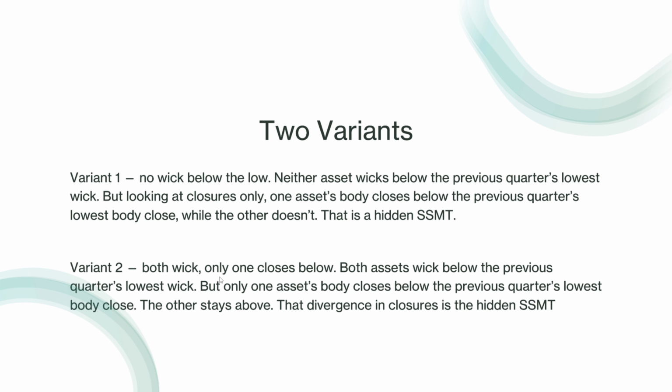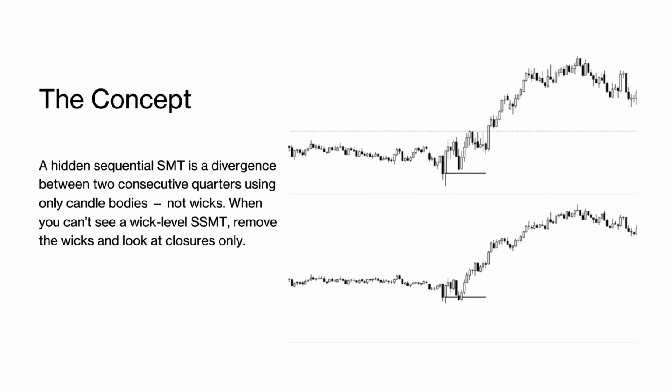Second variant, both wick, only one closes below. Both assets wick below the previous quarter's lowest wick, but only one asset's body closes below the previous quarter's lowest body close. The other stays above. That divergence in closure is the hidden sequential SMT.